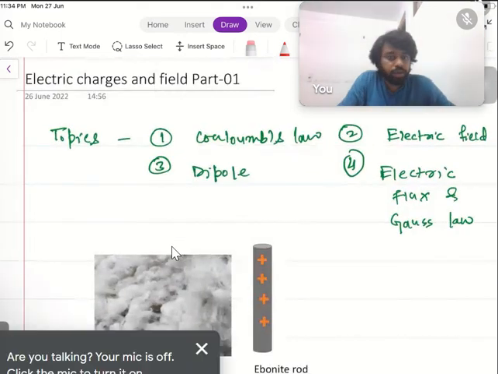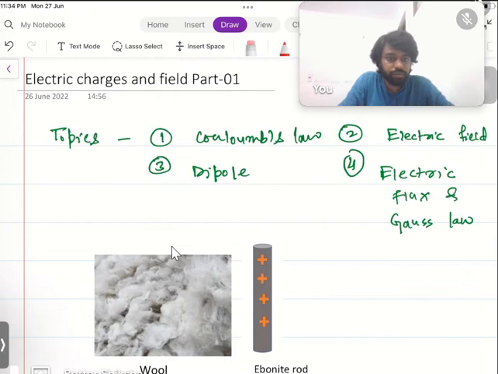Hi. The agenda of today's video is to cover Coulomb's law of the Electric Charges and Fields chapter and try to finish this law within 20 minutes so that you can solve the questions asked in JEE or NEET by watching this video.